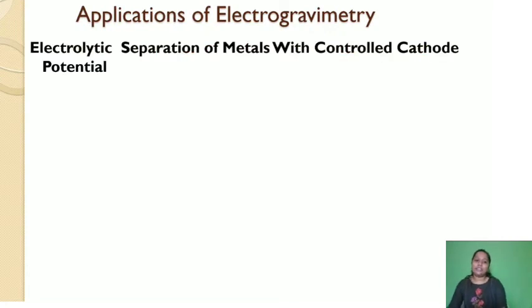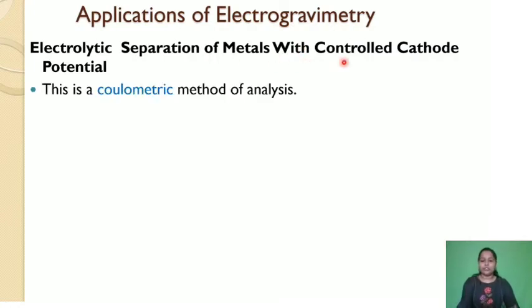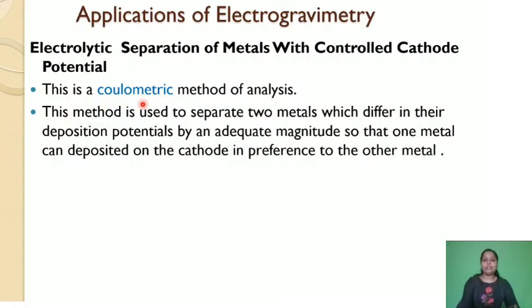First application: electrolytic separation of metals with controlled cathode potential. This is the coulometric method of analysis. In the coulometric method, it is used to separate two metals which differ in their deposition potential by an adequate magnitude, so that one metal can be deposited on the cathode in preference to the other metal.